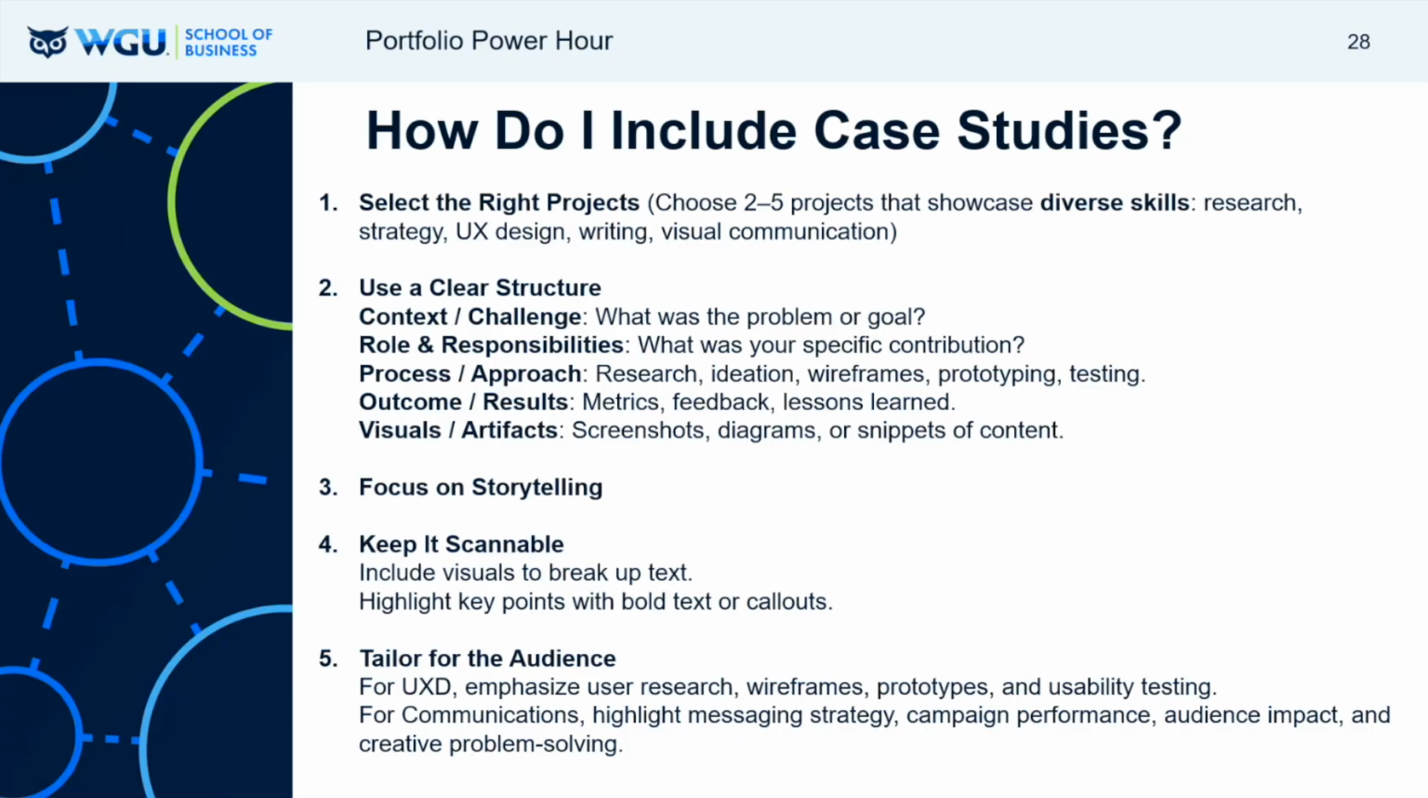And have you put your best foot forward? Have you selected 2 to 5 projects that are diverse, that show different types of decision making or skill building along the way? Research strategy, UX design, writing, visual communication. Use a clear structure. I think that it is very important that everything follows the same type of template.